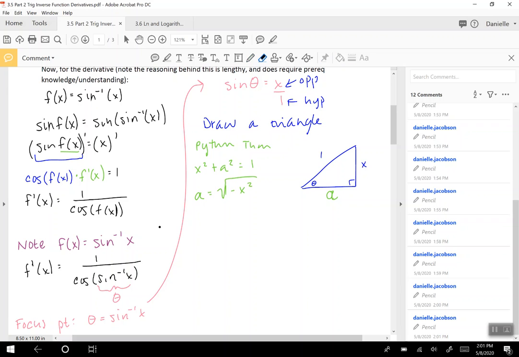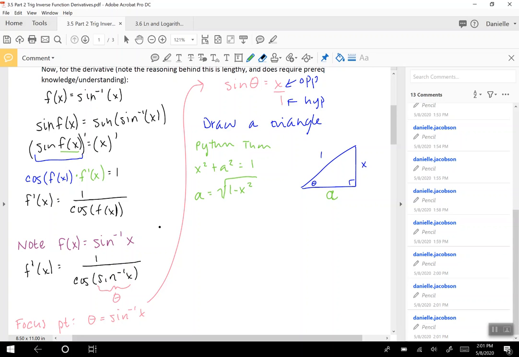Sometimes when I teach this in person, students will ask, why don't you have a plus or minus in front of the square root sign? Well, if you think about this expression a, it's meant to represent the length of a side of a triangle, so it wouldn't make sense to use a negative there because we can't have a negative length of a triangle side.